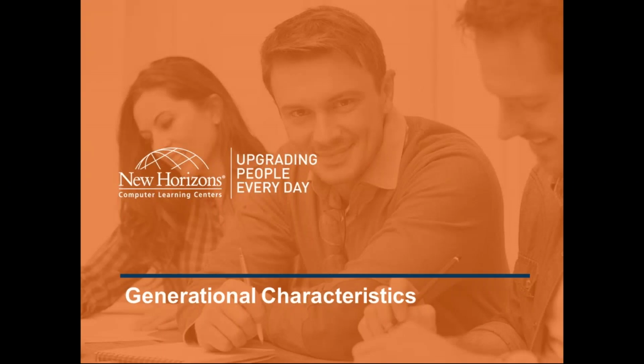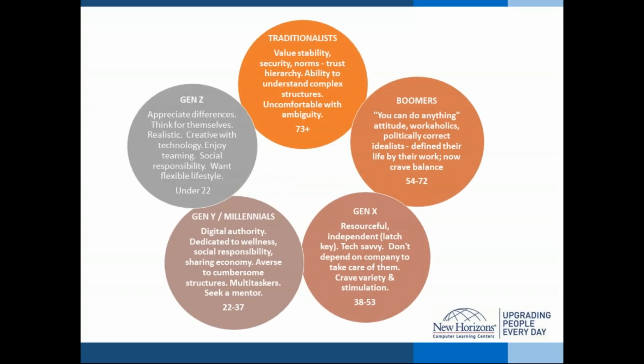Let's talk a little bit about generational characteristics, and I'll give you a couple of views. So here's one view. Traditionalists, they value stability and security and norms, and they trust hierarchy. They have this ability to understand complex structures, and they're uncomfortable with ambiguity. Remember, these are the folks who are ages 73 and up. Then we have boomers, and they have this sort of you can do anything attitude. They're seen as workaholics, politically correct idealists. They define their life by their work, and now, ironically, they crave balance, and those are folks between the ages of 54 to 72.